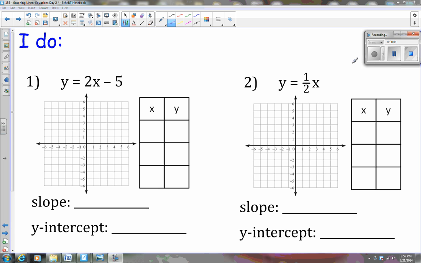Okay, guys and gals, here's question 1 and 2. These are I do questions. After this, you're going to have 2 of your own to do. So please pay close attention. Don't write any of this down.